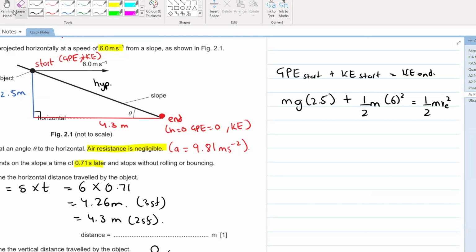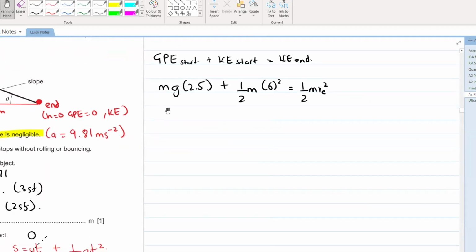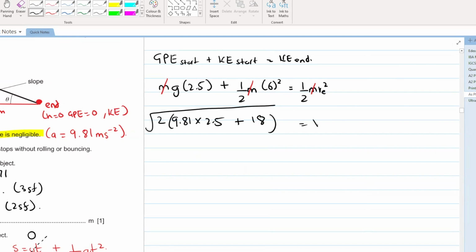Now, a student who gets confused easily will ask, sir, मास तो गिवन नहीं है, मैं कैसे सवाल करूंगा ये? Beta, you can realize that mass is common in all three terms. You can cancel that out. Now just plug and play. 9.81 into 2.5 plus 6 squared divided by 2 is 18. Multiplied by 2, taken under root, you will get your velocity at the end.